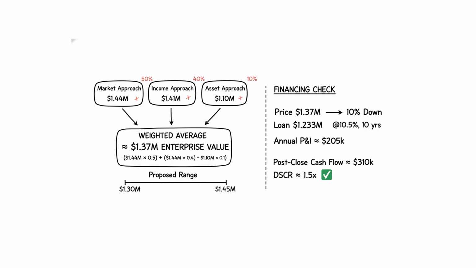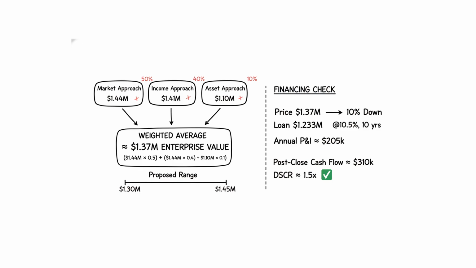Propose a range of 1.30 million to 1.45 million. Assume an asset deal with normal working capital delivered. Seller retires debt. Financing check. Price 1.37 million, 10% down. SBA loan 1.233 million at 10.5% for 10 years. Annual debt service approximately 200 to 210K. Post-close cash flow approximately 310K, so DSCR 1.5x, acceptable. This confirms a defendable price band and deal structure.